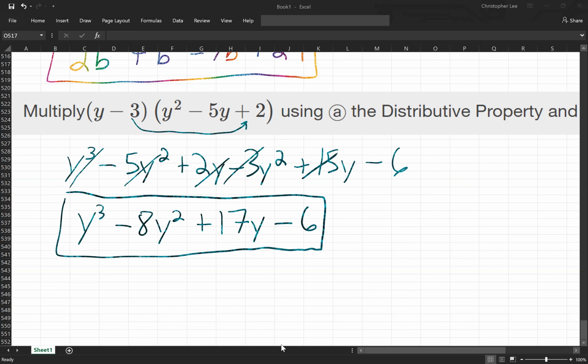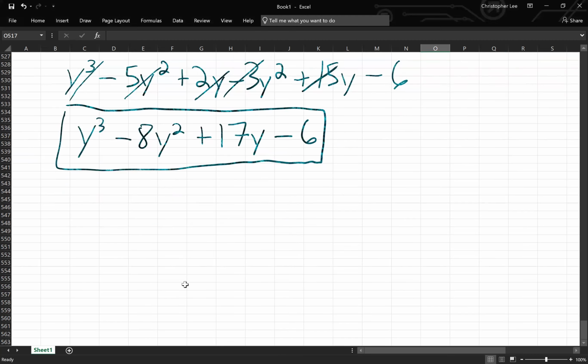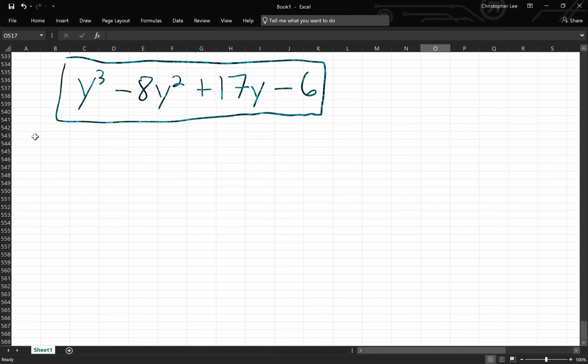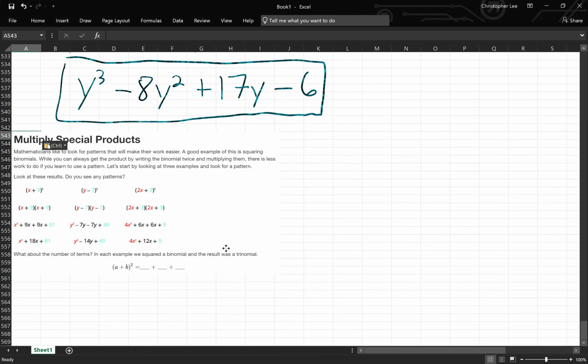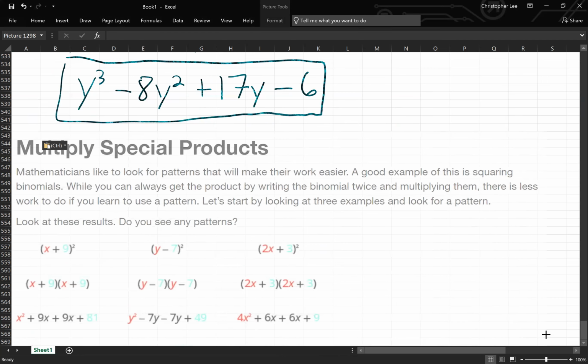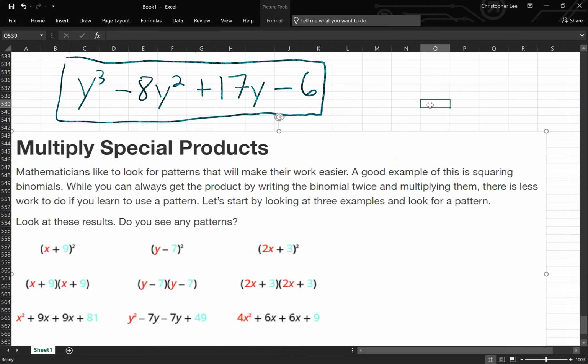So that was multiplying a polynomial by a polynomial. Now we got to talk about something else. Still related. We're still multiplying polynomials by polynomials, but I want to talk about some special products. All right. Talk about some special products.